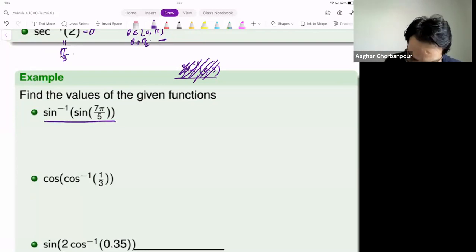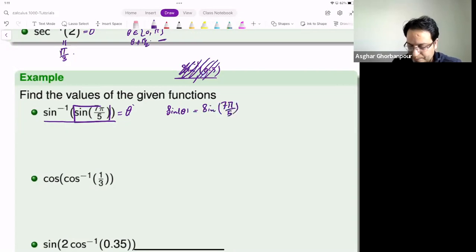But someone can ask you a question like this: sine inverse of sine of an angle. So we are looking for a theta such that sine of theta, this is the definition, is equal to sine of 7 pi over 5. And we are interested specifically in theta being between minus pi over 2 and pi over 2, that's the one-to-one domain of sine.